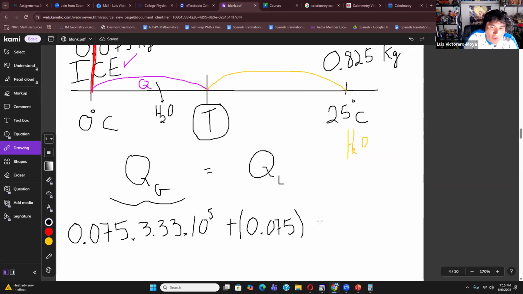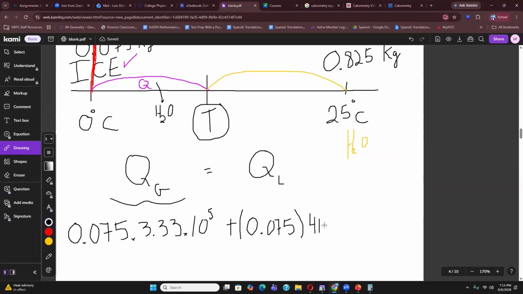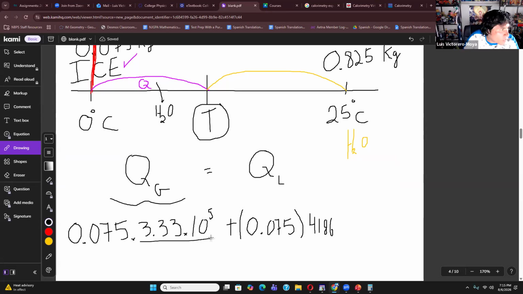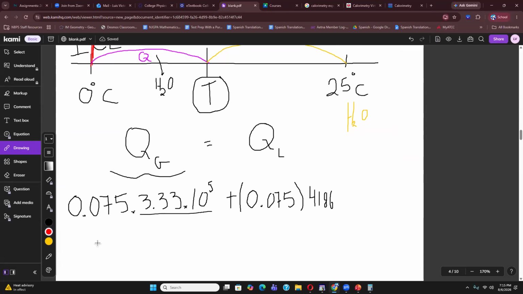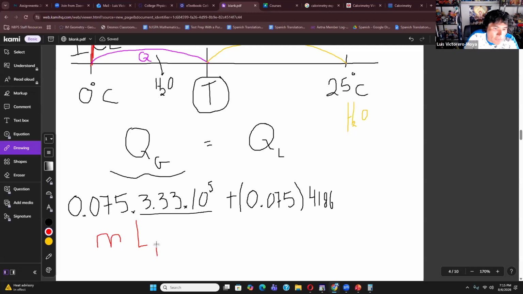So 4186. Professor, what's the 33.33? What's that value? This is the latent heat of fusion for ice. Okay. Right? So this is M LF plus M C delta T. Delta T for this process is just T minus 0, T. That's what it is. That's Q gain.